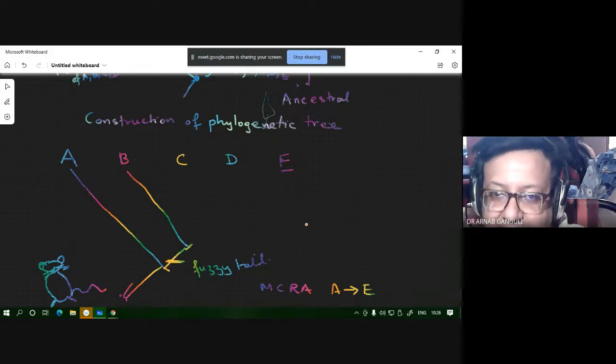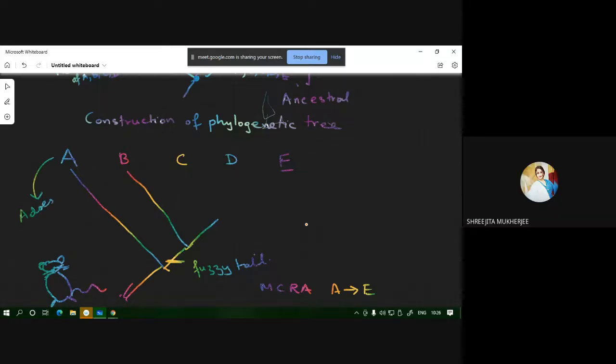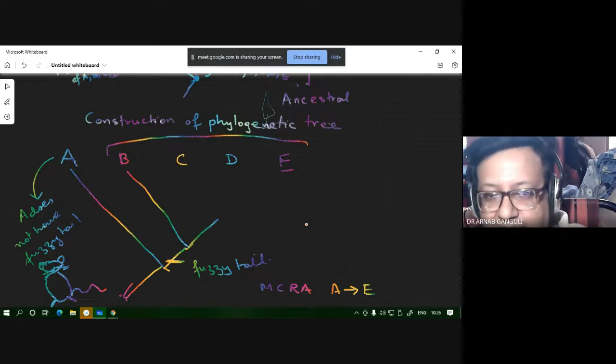But their ears are still small. Then again, we see A does not have fuzzy tail. They all have fuzzy tail. Okay, now next character is big ears.